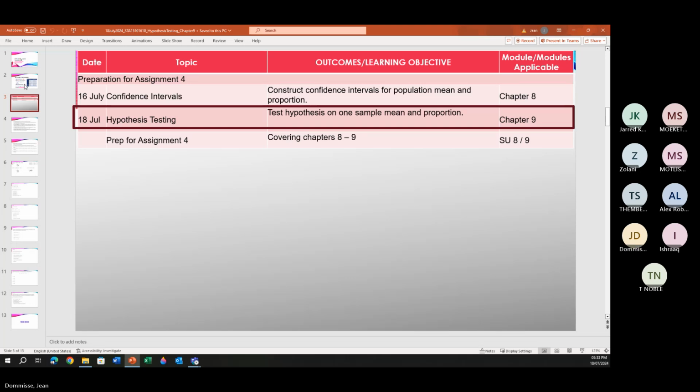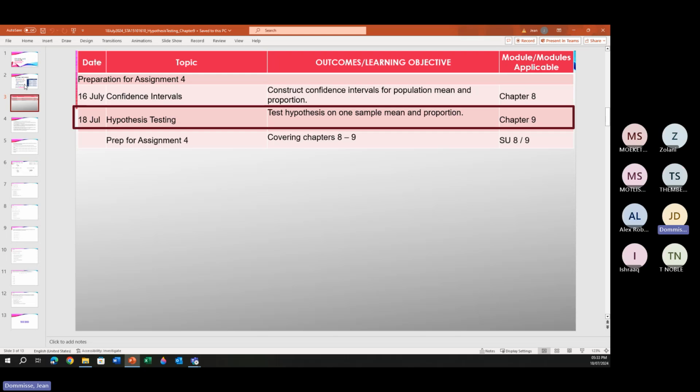So tonight we're going to look at hypothesis testing. We'll recap on Sunday morning again. Then next week, Tuesday and Thursday, we will do prep for your assignments. I don't think the mock assignment will be ready by then, but I will use one of the previous assignments.